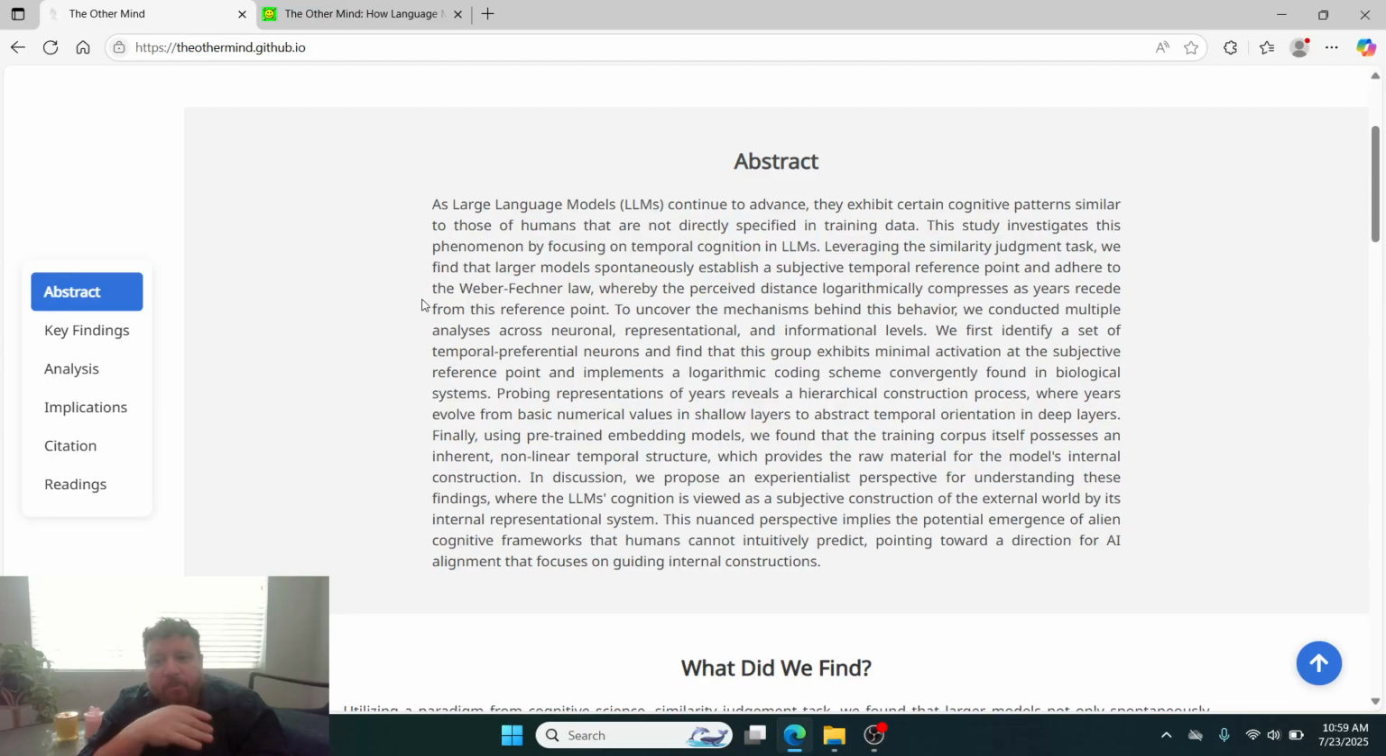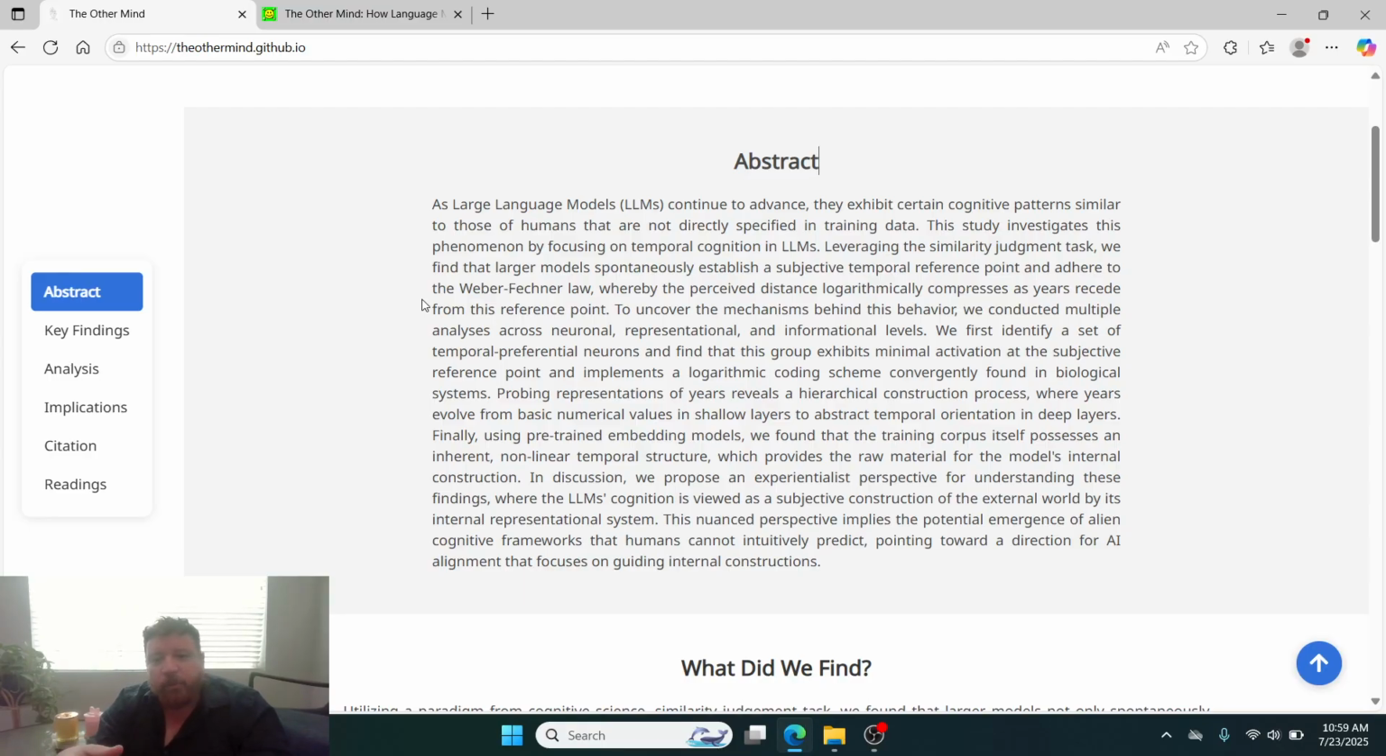To uncover the mechanism behind this behavior, we conducted multiple analyses across neuronal, representational, and informational levels. We first identify a set of temporal preferential neurons and find that this group exhibits minimal activation at the subjective reference point and implements a logarithmic coding scheme convergently found in biological systems. Probing representations of years reveals a hierarchical construction process where years evolve from basic numerical values in shallow layers to abstract temporal orientation in deep layers.